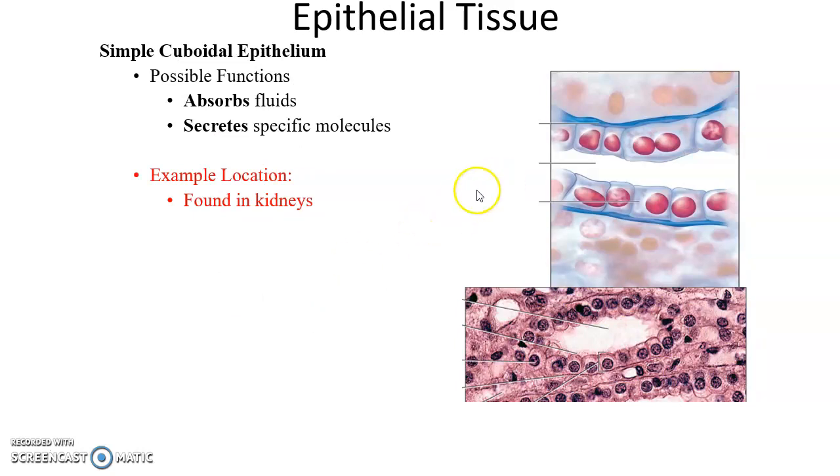Simple cuboidal epithelium. Simple cuboidal, cells are as tall as they are wide. There's just one layer. Here's another example here in a ring shape. Simple cuboidal epithelium is involved in absorption, so it can absorb fluids, for instance, and also can be involved in secretion, producing substances that go into the open space. An example where we can find these is in the kidneys. The kidneys have lots of little tiny tubes made up of simple cuboidal epithelium.